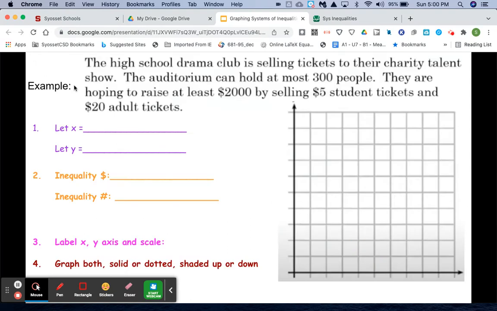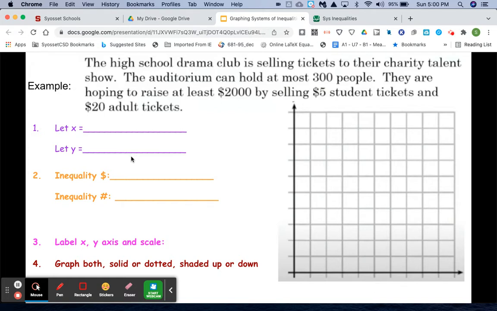Here's a typical real world problem we might encounter. The high school drama club is selling tickets to their charity talent show. The auditorium can hold at most 300 people, and they are hoping to raise at least $2,000 by selling $5 student tickets and $20 adult tickets. Now, you can tell these are going to be inequalities by the at most and at least. That tells you that we don't have equations, we have inequalities.